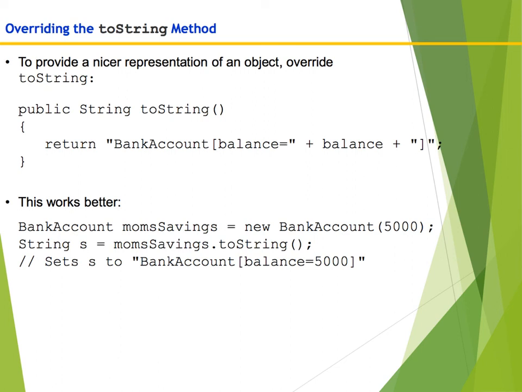So this way, it's understandable when you call the toString method for a bank account like mom saving. If a programmer wants to debug, he or she knows what kind of bank account we have and what the balance is. You can also add more information in the toString method so that you can see more details about the bank account that you called toString on.